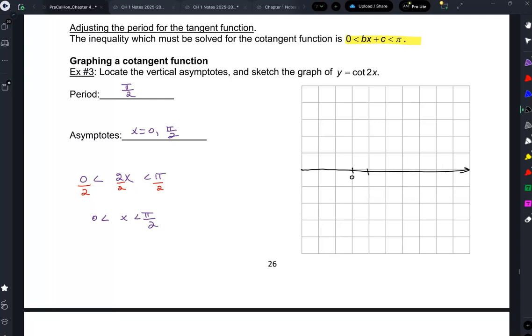Okay, 0, 1, 2, 3, 4 to pi over 2. What's smack in the middle? Pi over 4. What's before it? Pi over 8. And then what's that one? So this is 3 pi over 8.